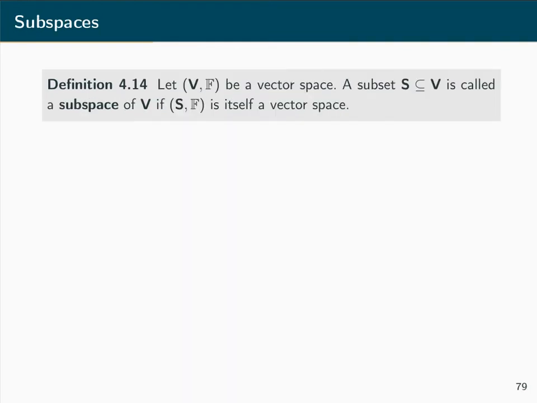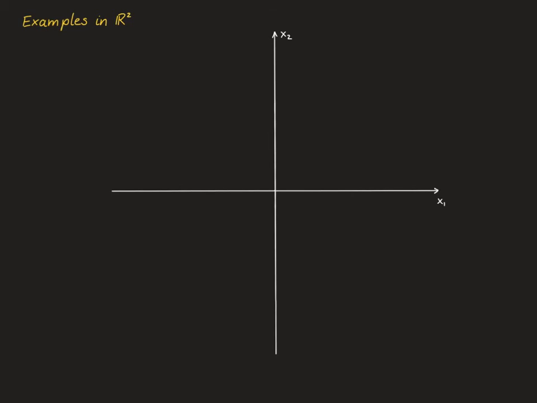In the last part of chapter 4, we will look at the concept of subspaces. A subspace is defined in definition 4.14. So let V be a vector space. Any subset S of V is called a subspace of V if S together with the field F is itself again a vector space.